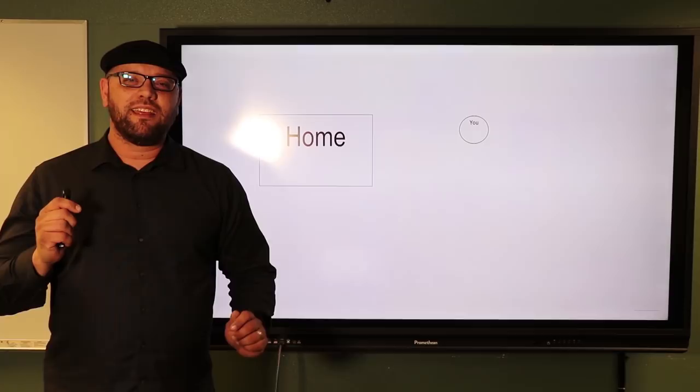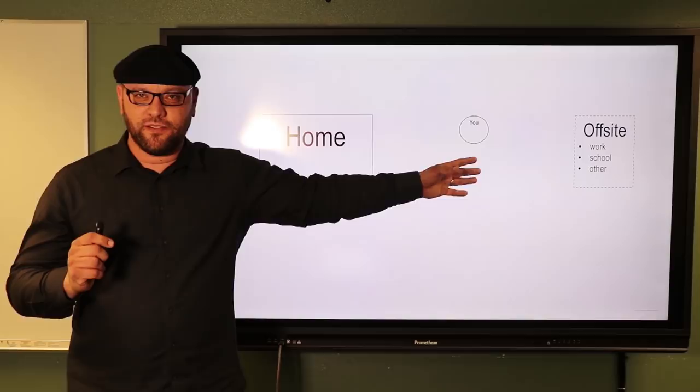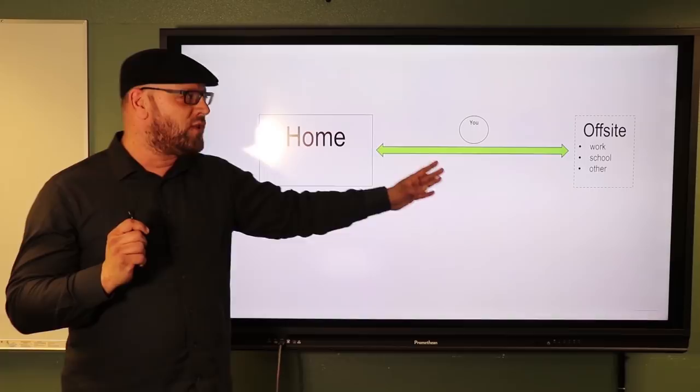Next, most likely you have some sort of off-site location, whether that be your work, your school, or something else. Oftentimes you're going from your home to an off-site location. So again, you're going to be going from your home to your offsite location, maybe from home to work, and then work over to the store, to your kid's school, and then back home again. And for most people, this is what their life is.